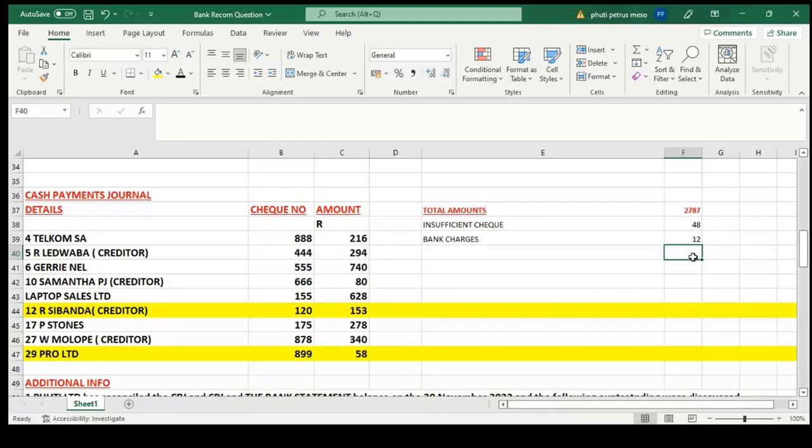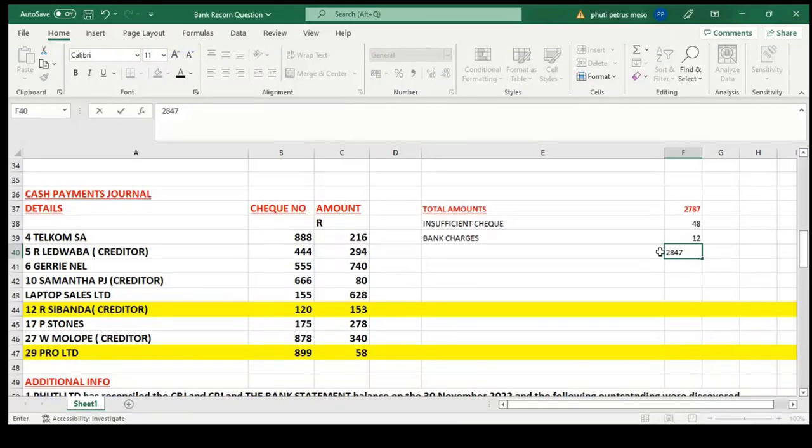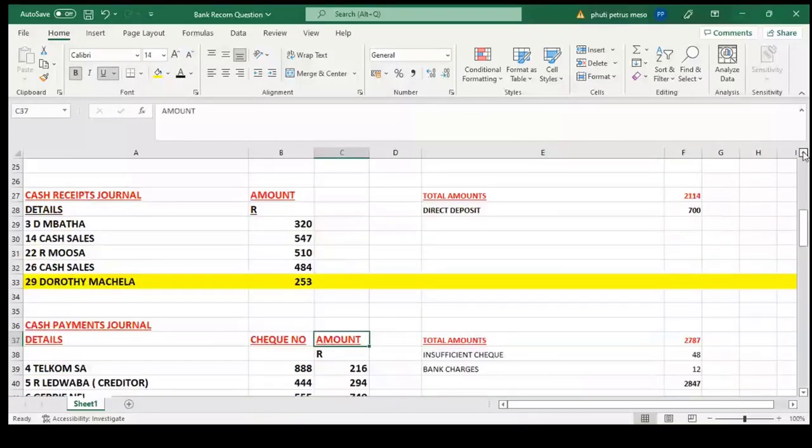Okay, we've got 2787 plus 48 plus 12. So that's the total, 2847. Yes. Okay, so let me just put it in bold, black. Then let's come to the CRJ. It's somewhere here. What's missing here?